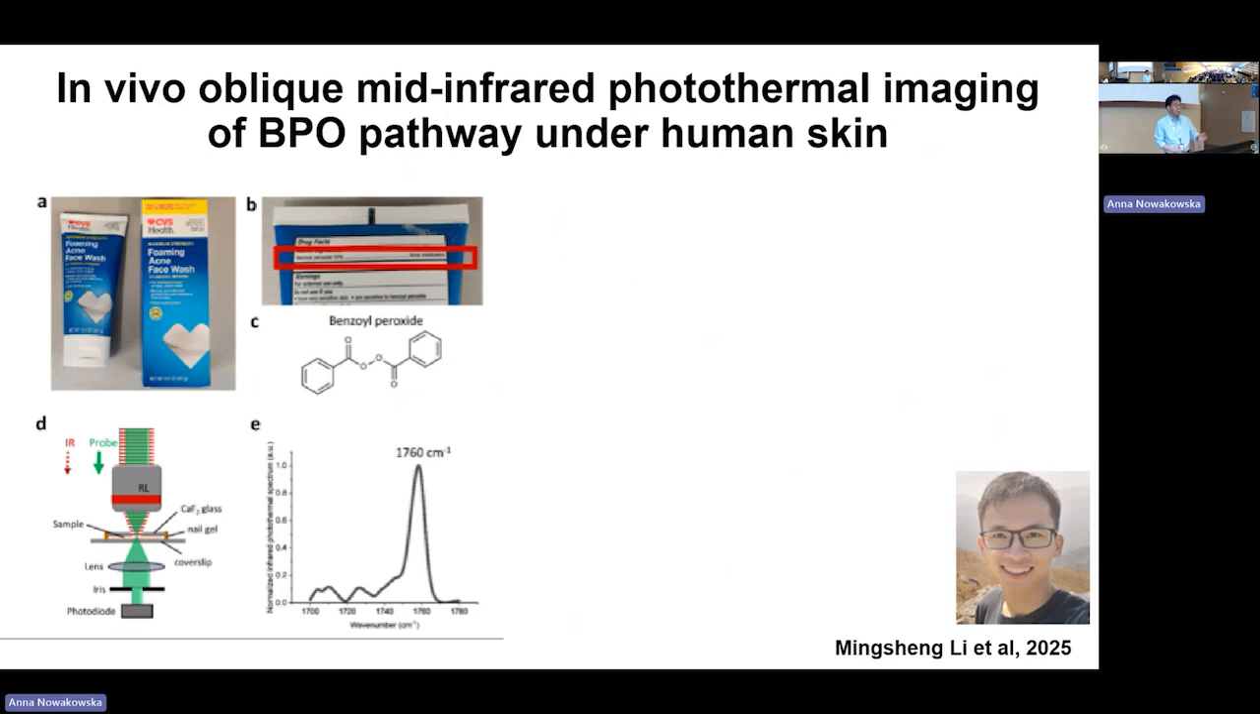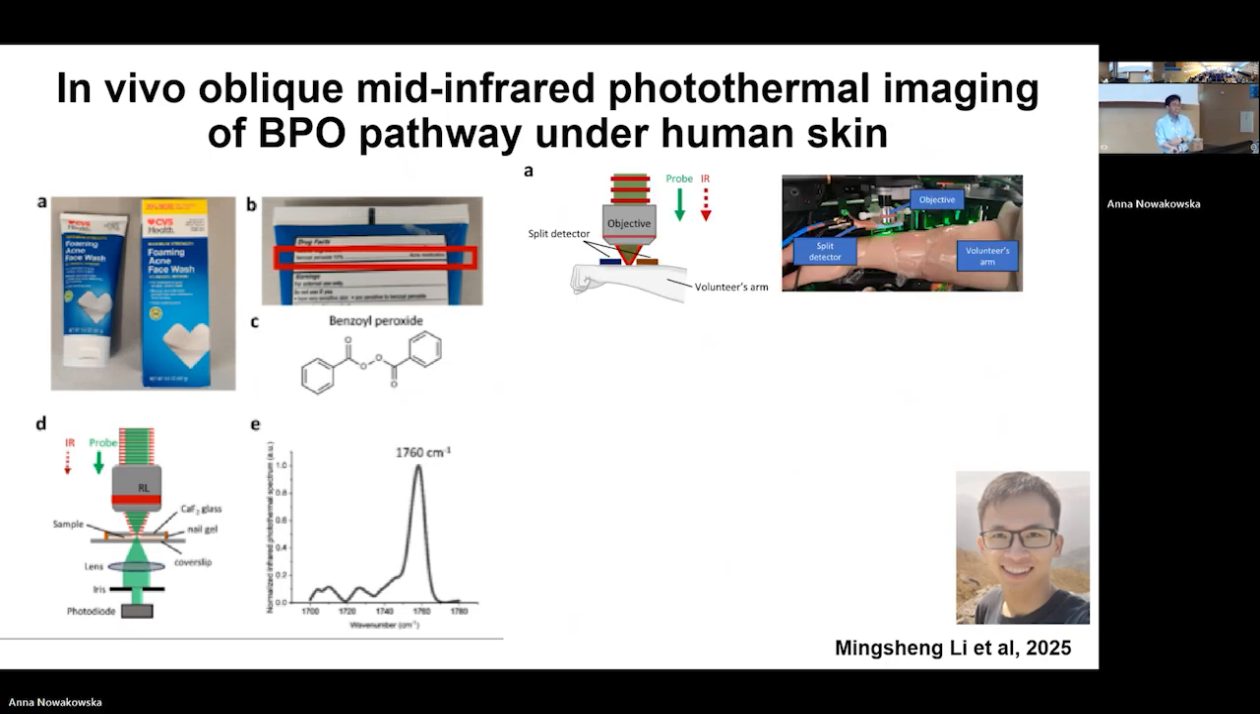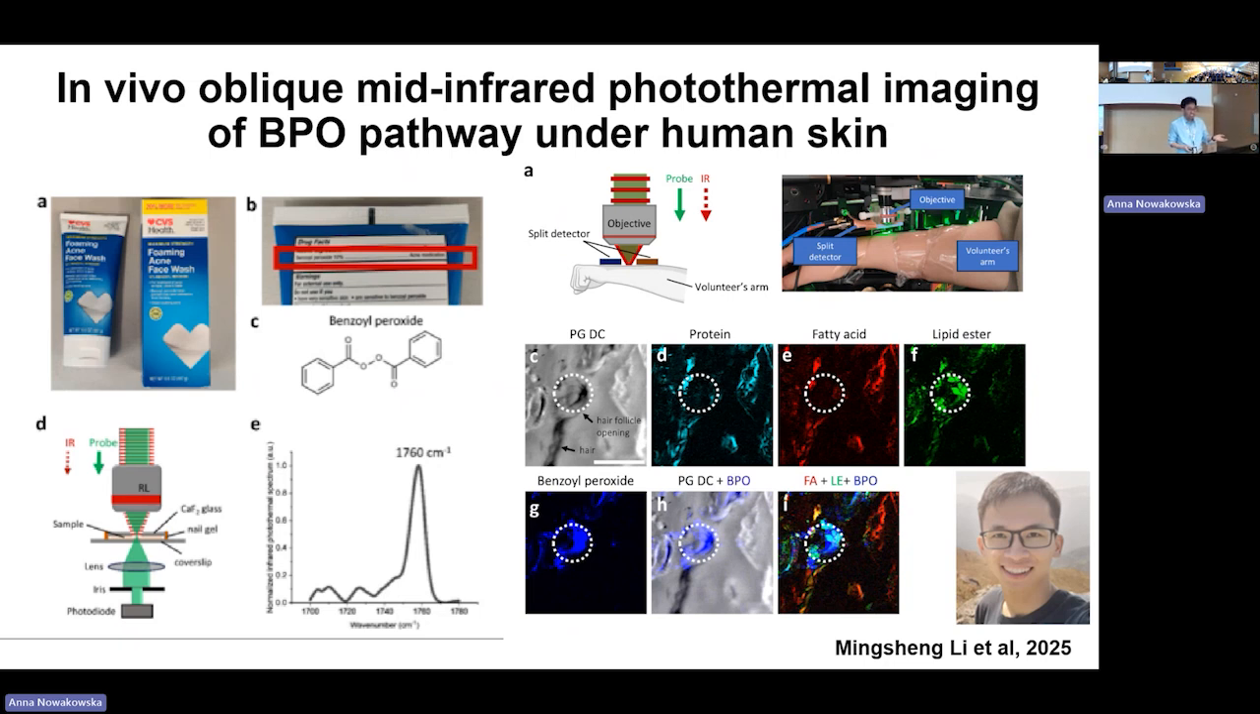So we can now do this on the human arm, and I was one of the volunteers in this project. You put it here, and by this oblique photothermal microscopy, you can measure the endogenous molecules such as protein, fatty acids, the lipid ester, triglyceride, and also this drug called benzoyl peroxide, which we found is delivered to the root of the hair. So that's why this drug can kill the acne, right?